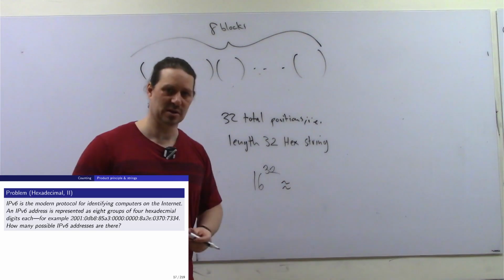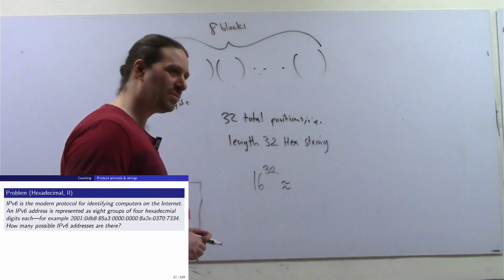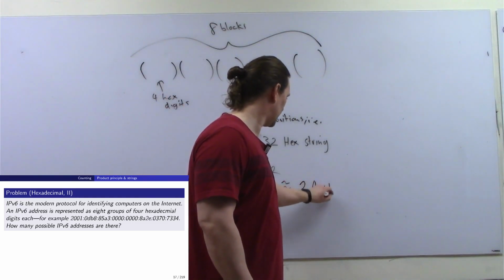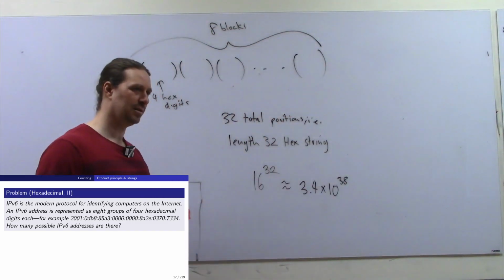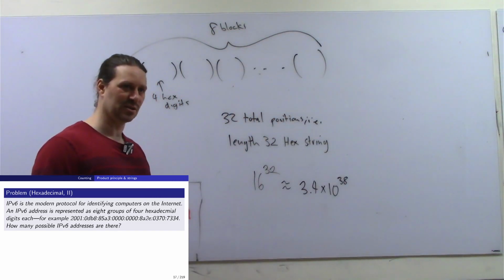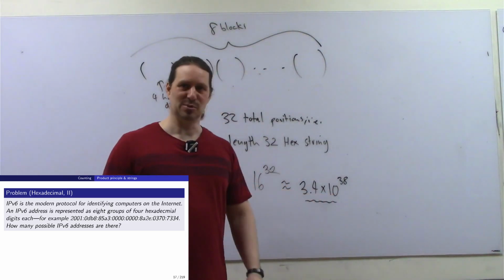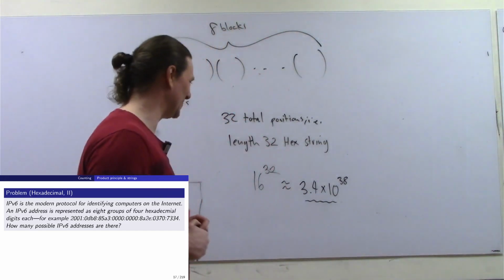And then we'll answer the question in a slightly different way too, just because it's of some interest. So, did you get it, Ryan? Yeah, 3.4 times 10 to the 38. 38? Yes, that sounds about right. Okay, so this number is 39 digits long. There's a lot of them. There are not nearly that many computers, and there never will be, I don't think.